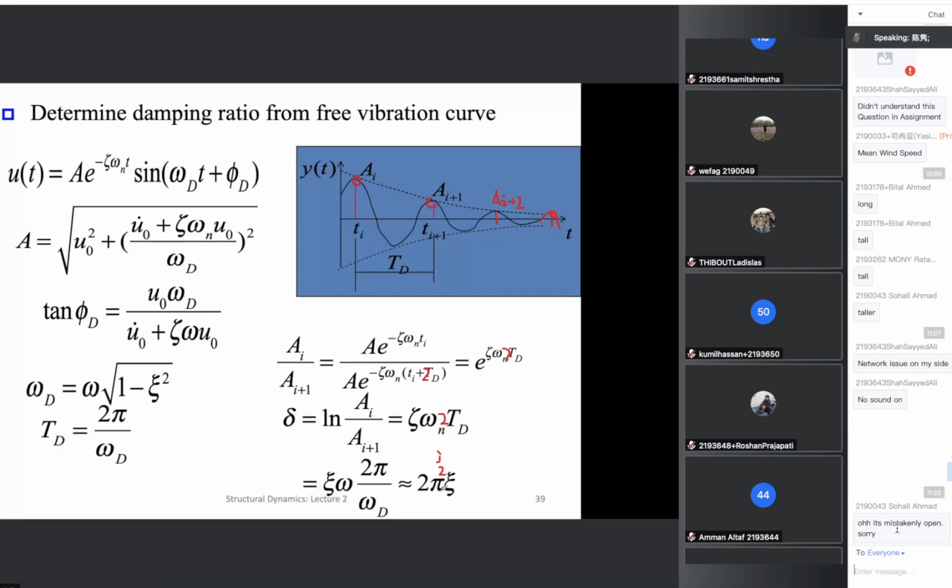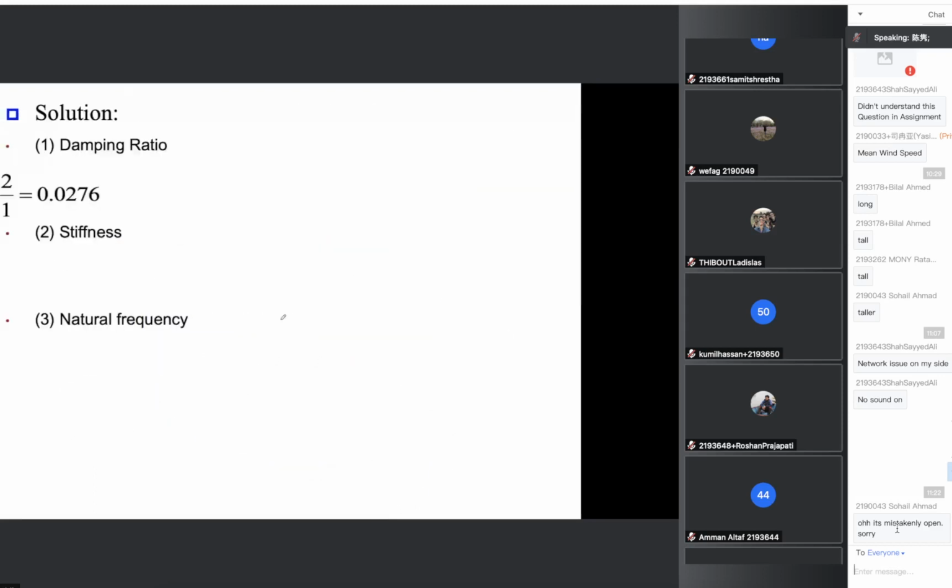Just now, you need one more variable to describe how many cycles. So just now the program told you 4 cycles. So we need 4 here, the AY times AI plus 4. Actually, here is 4. So the original displacement 2 centimeters, after 4 cycles, it became 1. So logarithmic 2 over 1, then divide by 2 pi and 4. So the damping ratio is estimated as 0.0276. Okay, this is one answer.